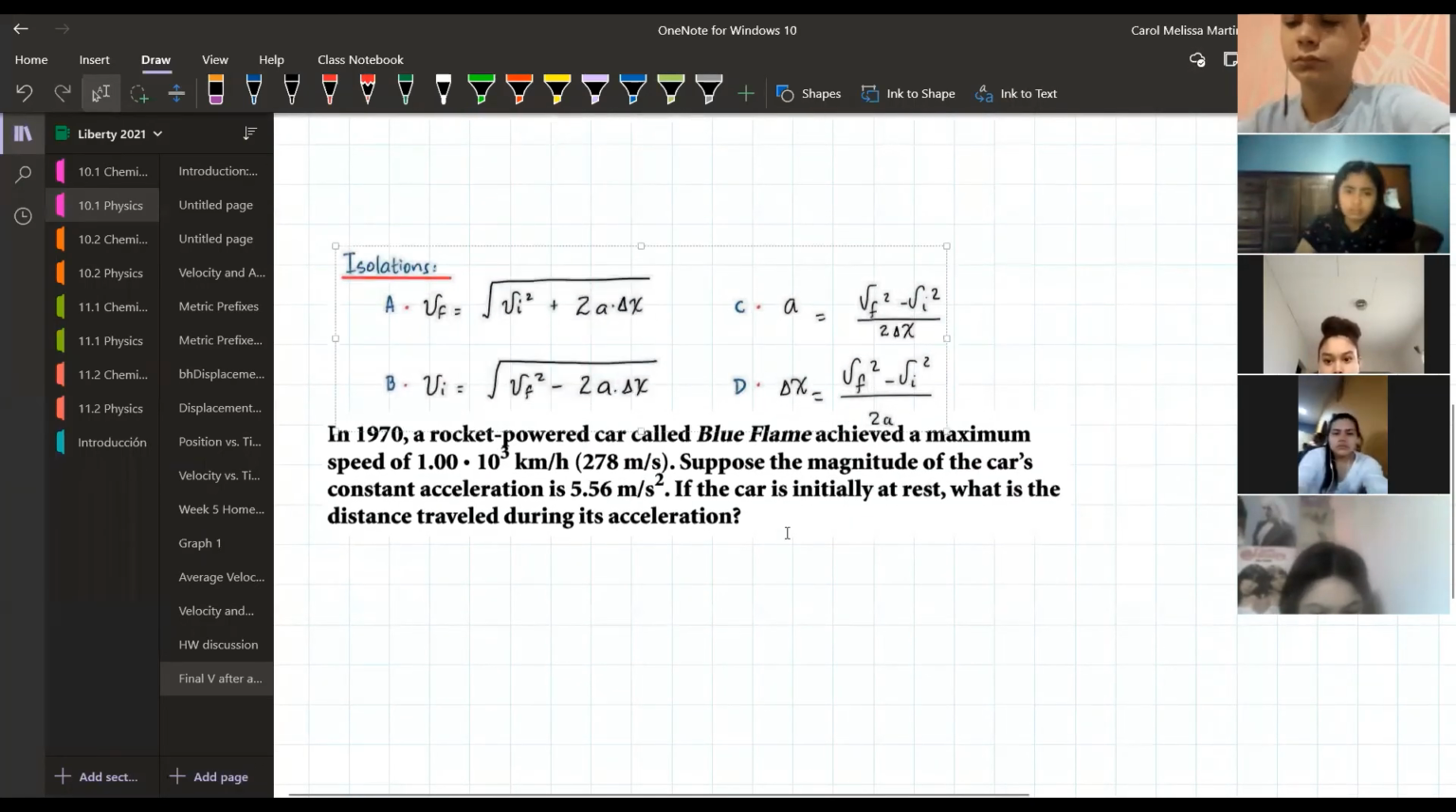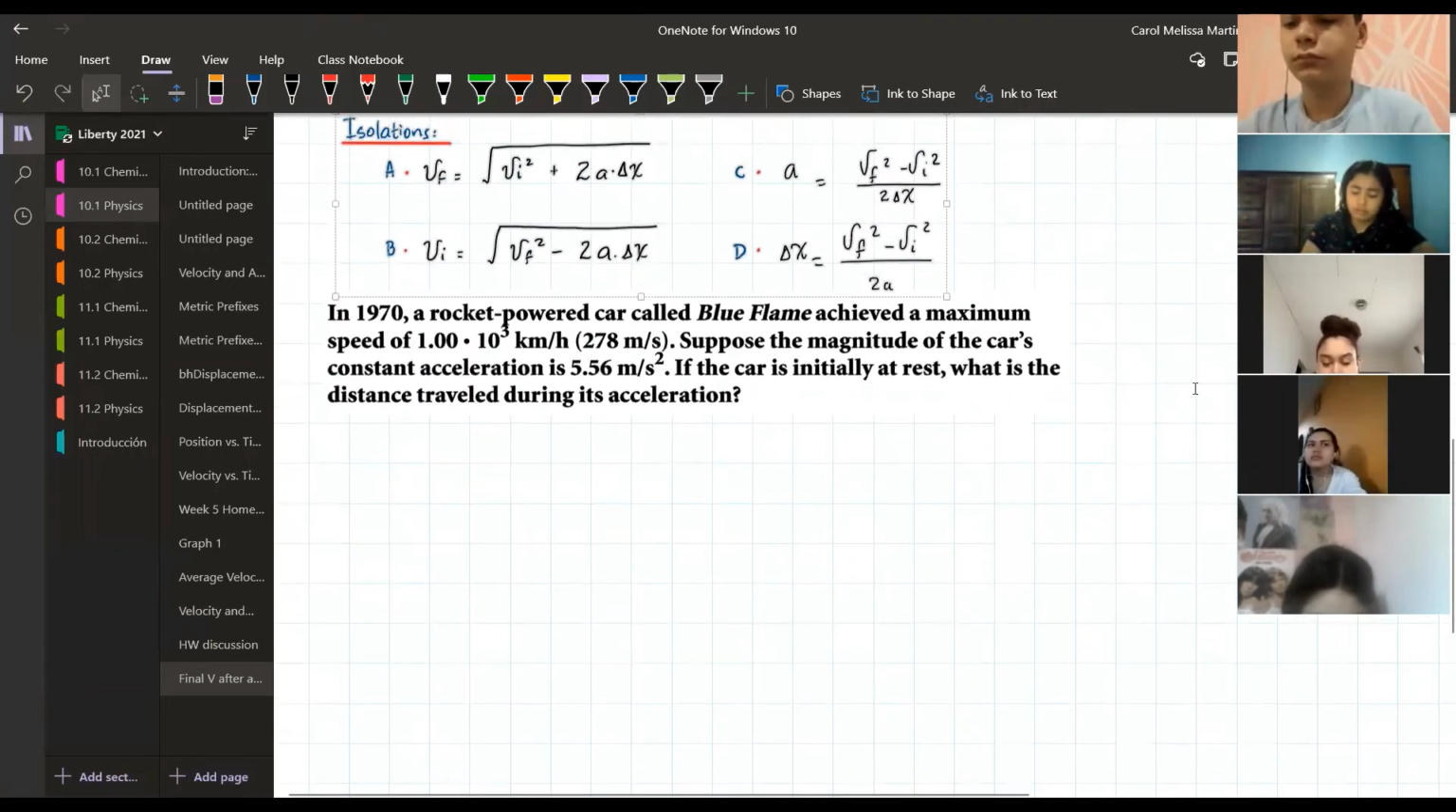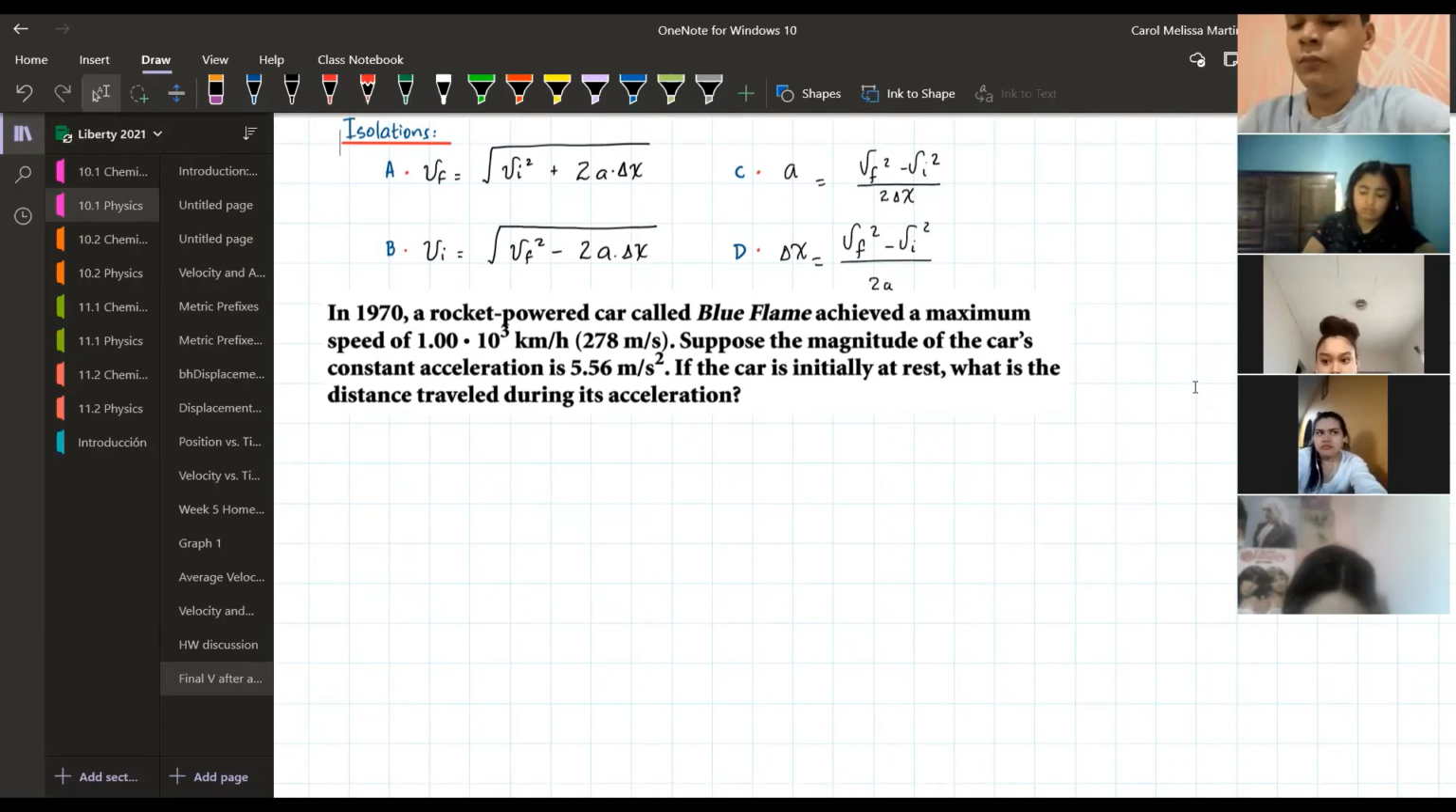In your notebook, you won't need to write the formulas again, okay? Remember, this is my whiteboard, and it helps me a lot when I need to ask you something. But you don't need to write the isolations twice.